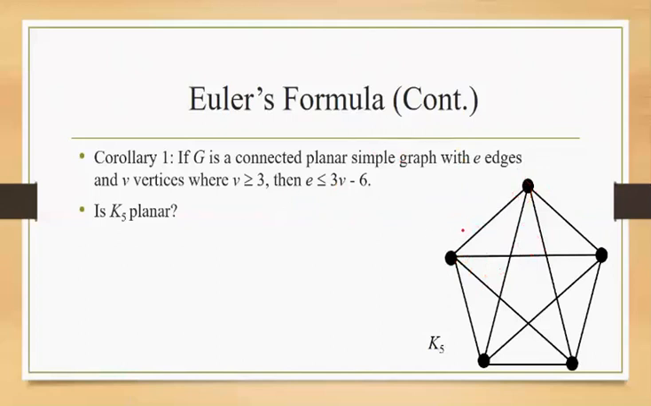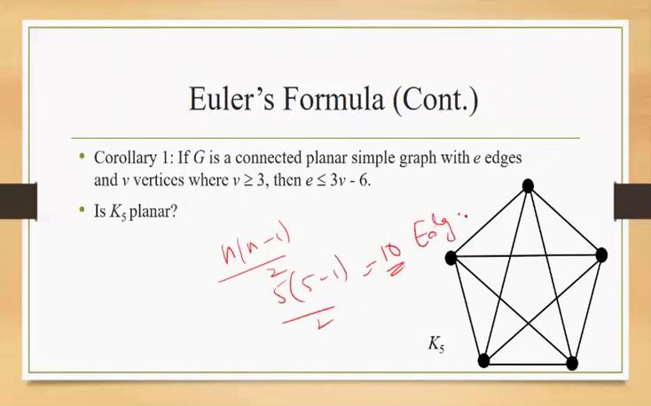The number of edges in K5 will be n into n minus 1 by 2. Why are we taking K5? Because it is a complete graph. So 5 into 5 minus 1 by 2 gives 10 edges. This is the formula to find the number of edges in a complete graph.